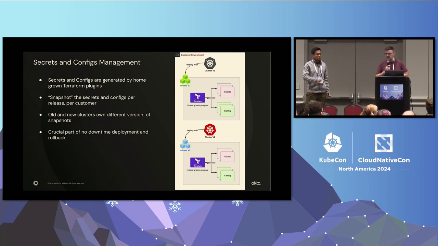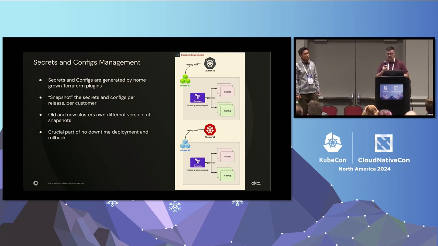The configs and secrets are generated by Terraform during the infra provisioning phase. They are generated either by our own Terraform plugin or by any of the third-party providers we use. So they will be based on infra information, for example, a database endpoint, an S3 bucket name. But sometimes they are also generated directly by our services to share secret values between services, for instance.